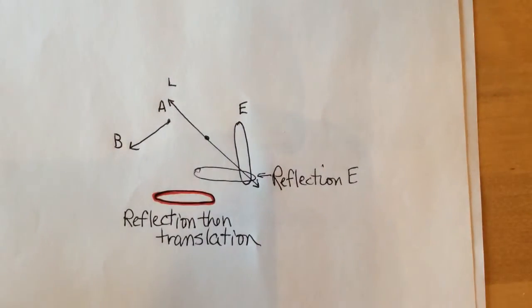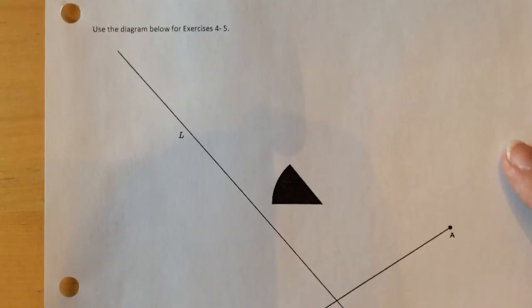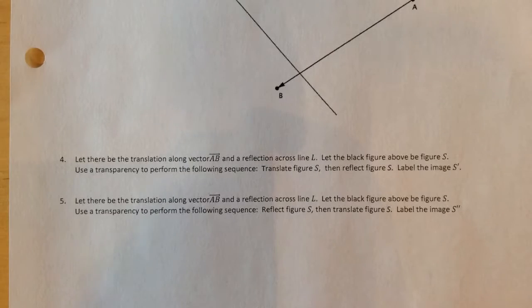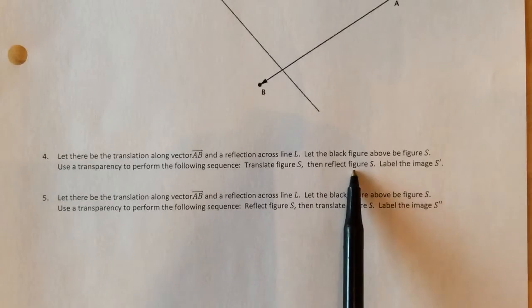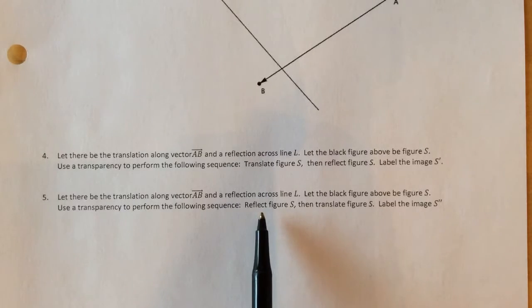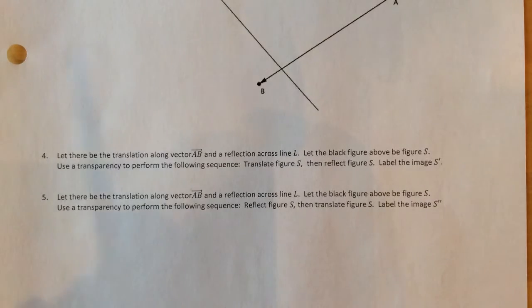Okay? All right, so what I would like you to do now is find exercise 4 and 5. It's this diagram right here. Use this diagram for exercise 4 and 5. It asks you to do a translation and a reflection, very similar to what I just modeled for you. So use your transparency. First translate figure S, then reflect and label it S prime. And then you're going to do it again. You're going to first reflect, then translate and label it S double prime. Okay, go ahead and pause the video and do exercises 4 and 5.